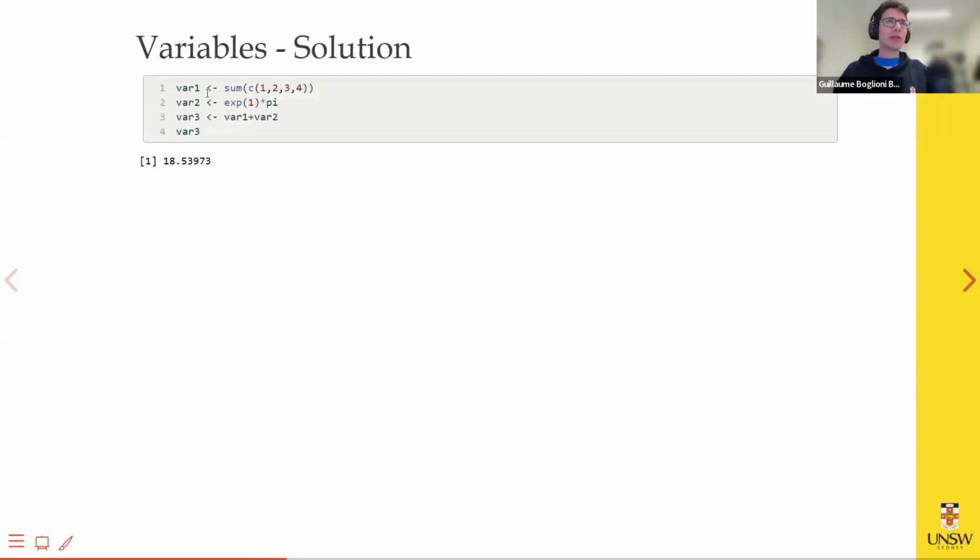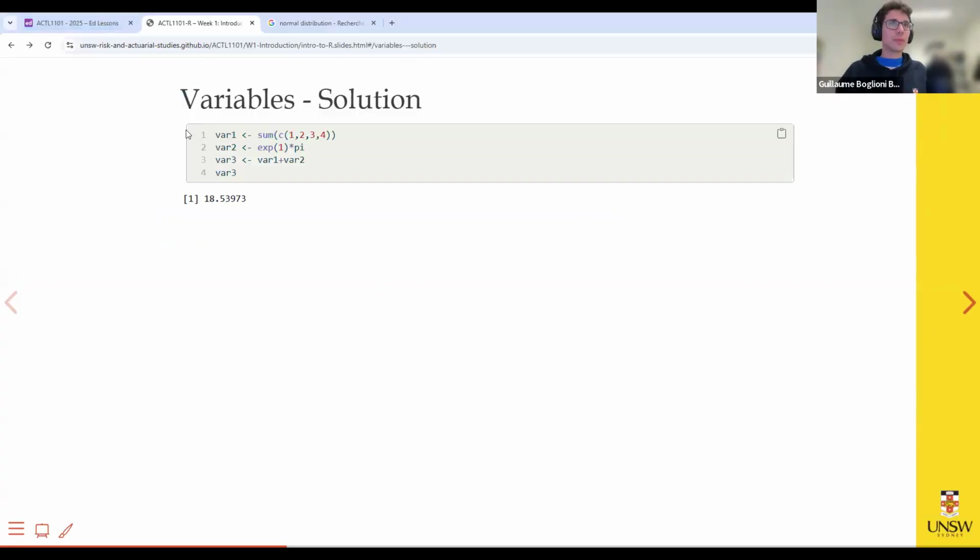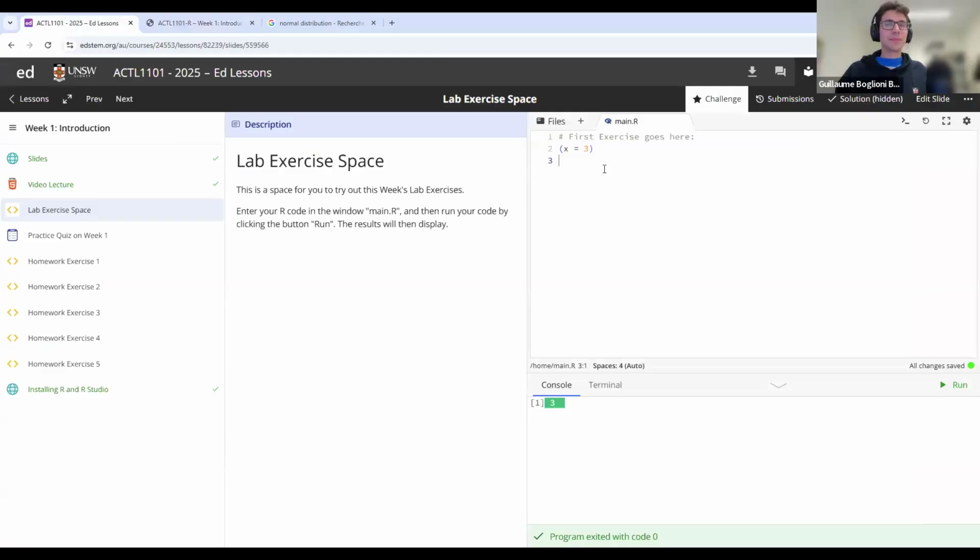Now present the solution. Here, there's a slightly more complicated way to do the sum, which is to use the function sum that I haven't presented before. Most likely, what you've done when you've done this yourself would have been this. You probably typed just 1 plus 2 plus 3 plus 4, which is totally fine.